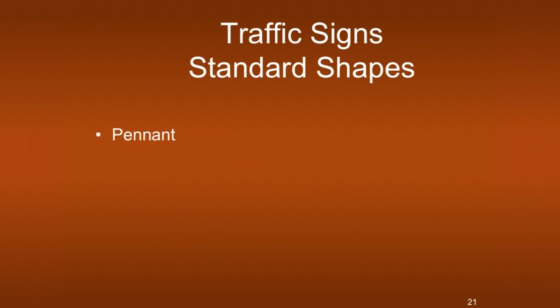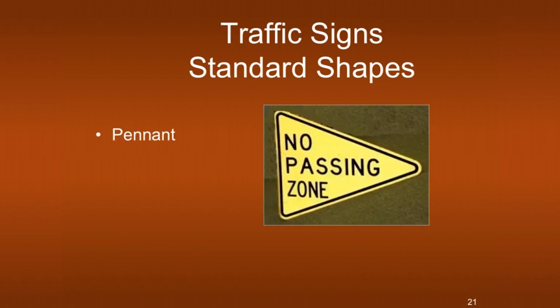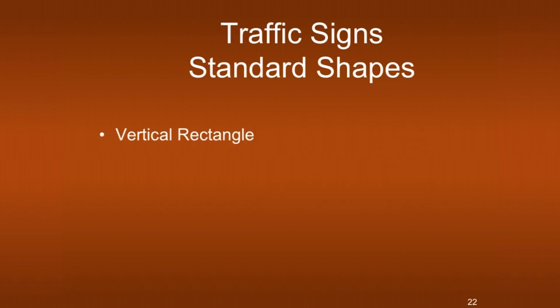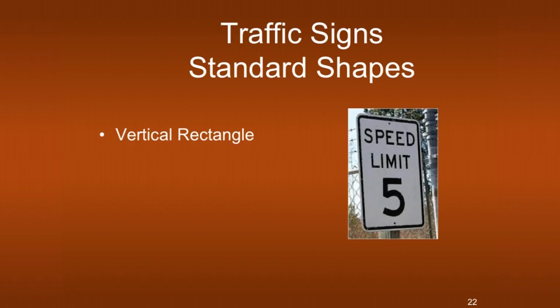The pennant, again, unique and almost always associated with no passing. It is usually yellow in color. Again, the pennant shape, a long triangle on its side, is the no passing zone. And the vertical rectangle is usually the regulatory, except for the stop and yield. So speed limit, again, that black and white color is usually going to be found on the vertical rectangle.